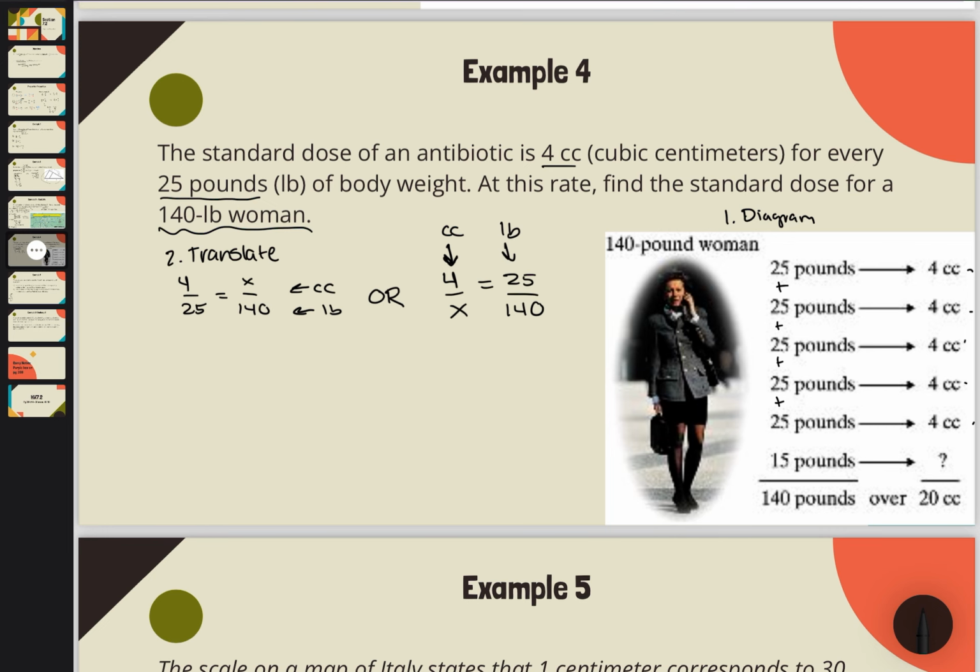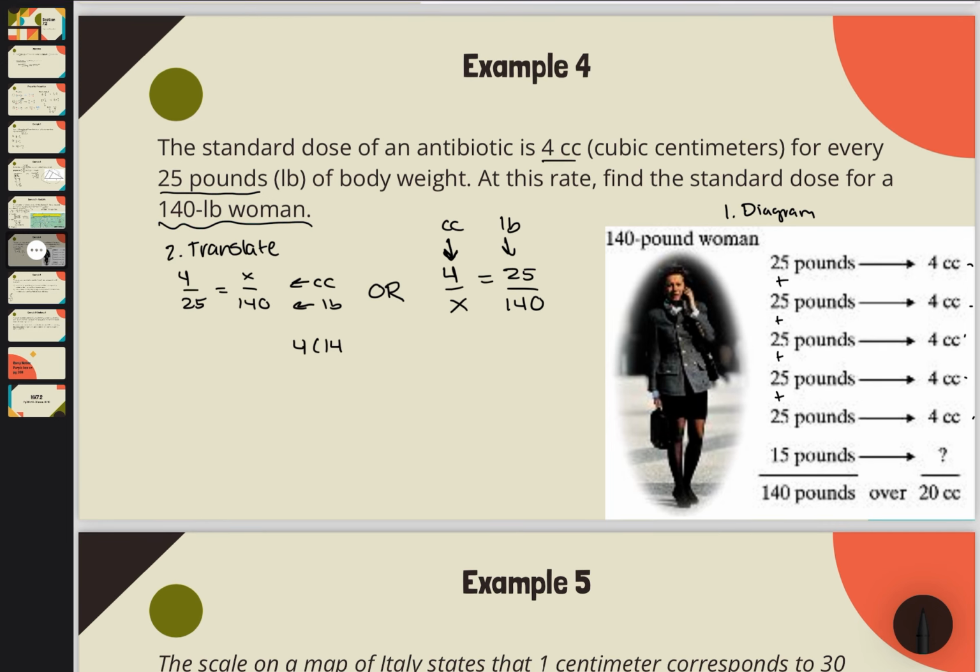All right, if I solve either one of these using my butterfly method, I'm going to get 4 times 140 equals 25 times x. 4 times 140 is 560. Let's divide by 25. Maybe take out your calculators or do the long division here. We're going to end up with x equals 22.4 cubic centimeters. Your last step is number 4. We're just going to kind of check this real quick. Is that what we expected? Yeah, I expected something a little bit over 20 cc's, probably less than 25 cc's. That's exactly what our answer is giving us.